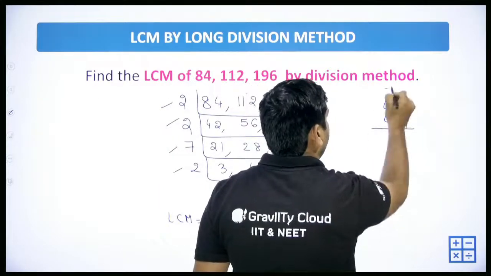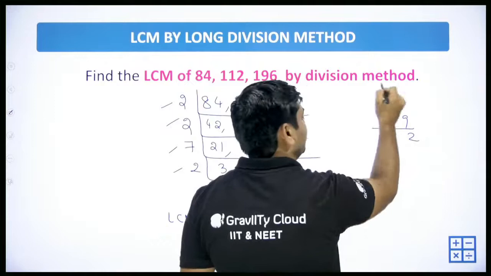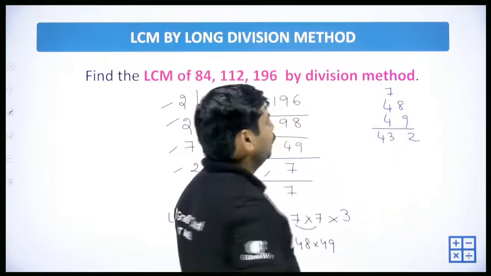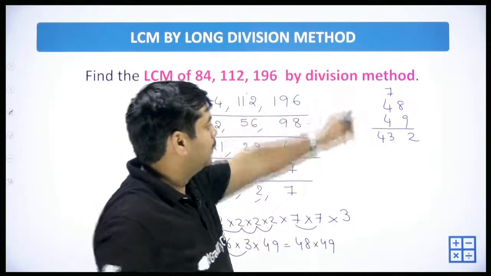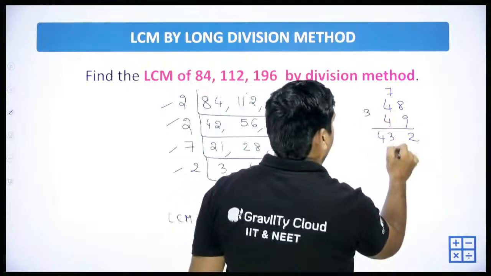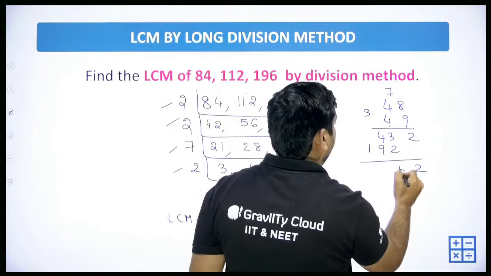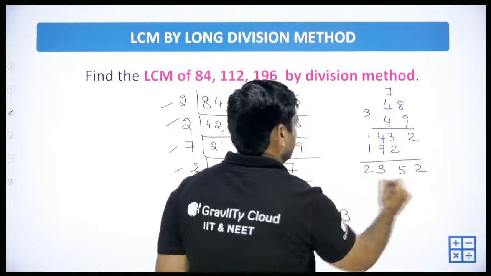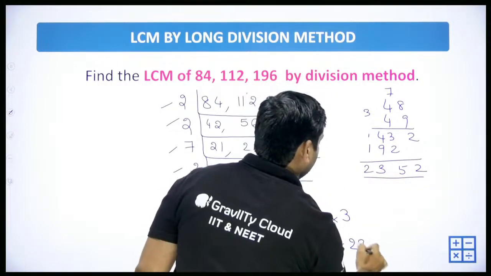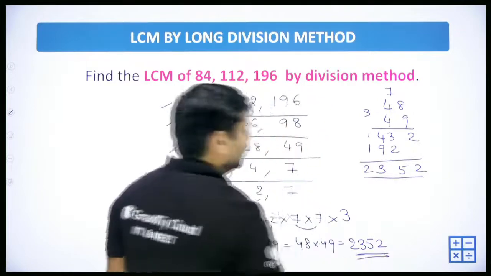8 9s are 72, 9 4s are 36, 36 plus 7 is 43. 8 4s are 32, 4 4s 16, 17, 18, 19. Okay, so that becomes 2, 5, 13, 2. So that will give you 2, 3, 5, 2.